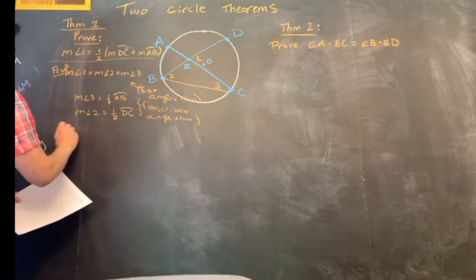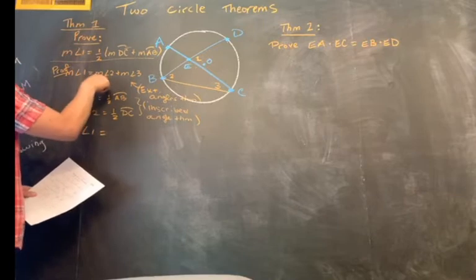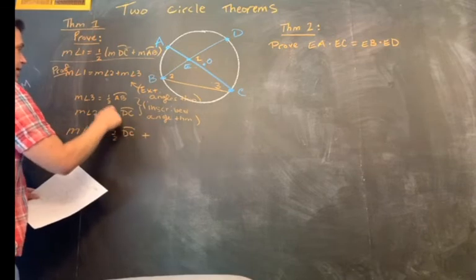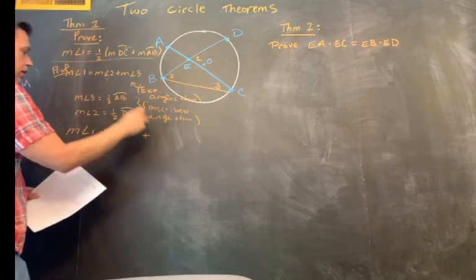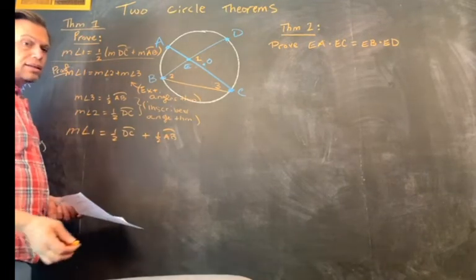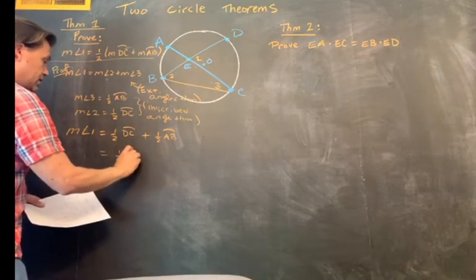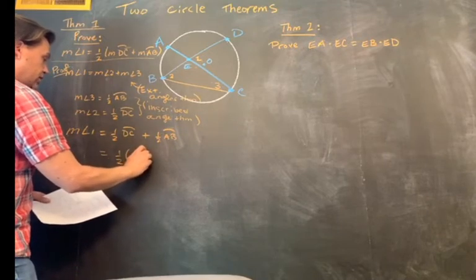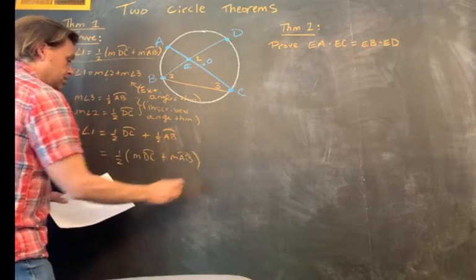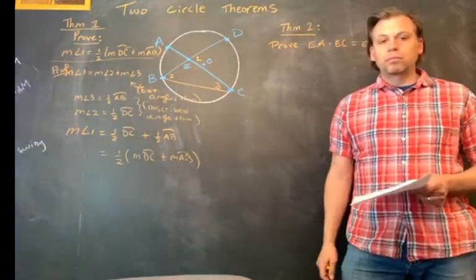now say that by transitivity, the measure of angle 1 is equal to, instead of writing the measure of angle 2, I can write 1/2 arc DC. And instead of writing measure of angle 3, I can write 1/2 arc AB. Now I just factor out the 1/2. I get 1/2 times the measure of DC plus the measure of AB. And then we're done. So we know that that's true about the angles, the measurements.